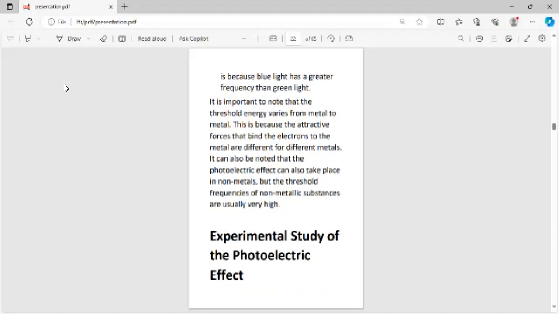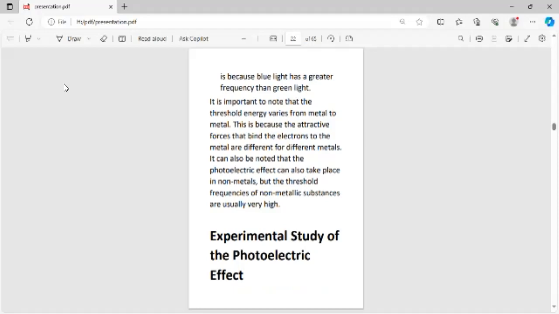It is important to note that the threshold energy varies from metal to metal, which means that it is a material property. It is not a constant. This is because the attractive forces that bind the electron to the metal are different from metal to metal. It can also be noted that the photoelectric effect can also take place in non-metals, but the threshold frequency of such substances is very high.